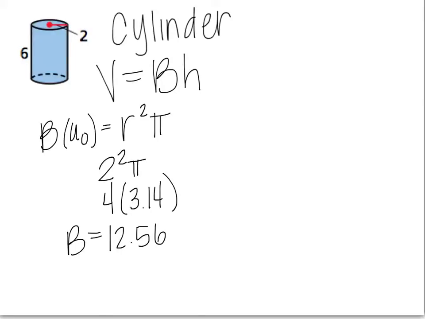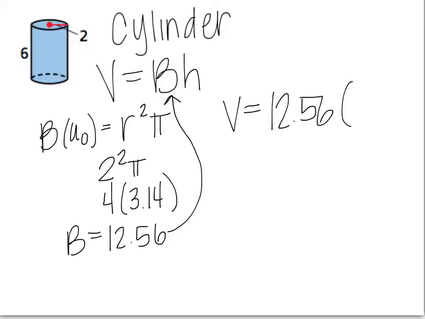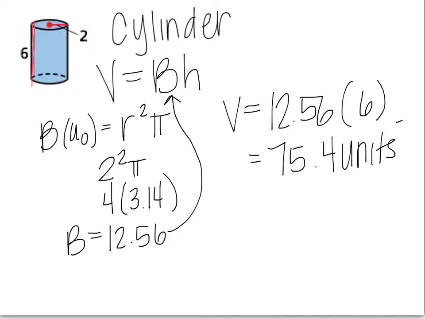That's the area, so I'm going to plug that in for B. Volume equals my base, which is 12.56, times my height, which in this example, they give me as 6. So 12.56 times 6, and we're going to round to the nearest tenth, so one spot, and you get 75.4 units cubed.